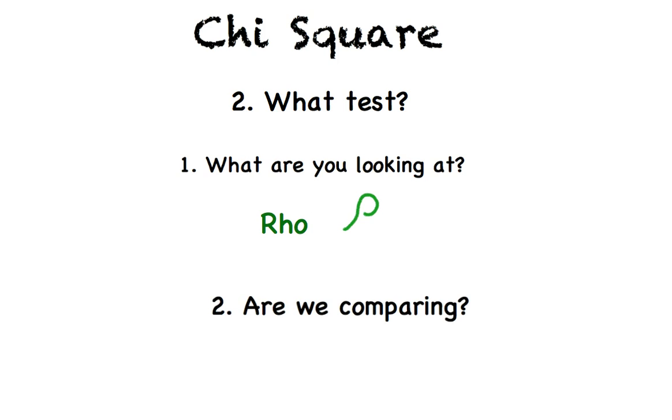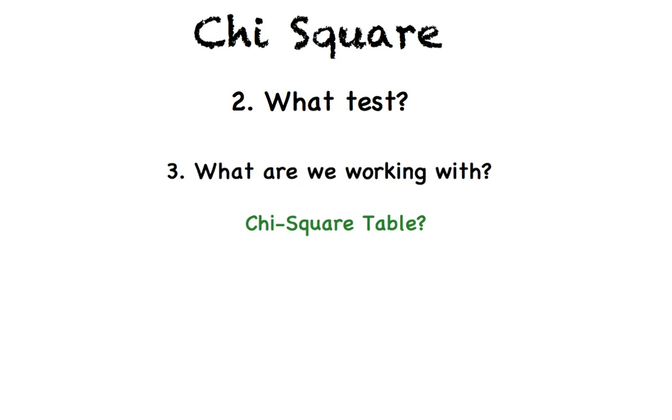Number 2, are you comparing data? No, because we are not working with 2 different data sets, just one. Correct. What are we working with? Has it one table, so I will be using that table. Yes, it has its own chi-square table you will be using.